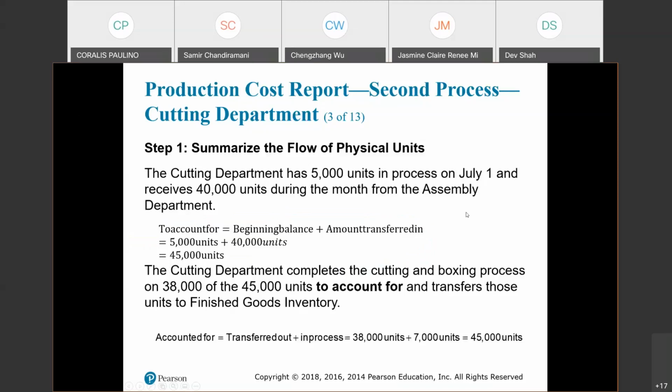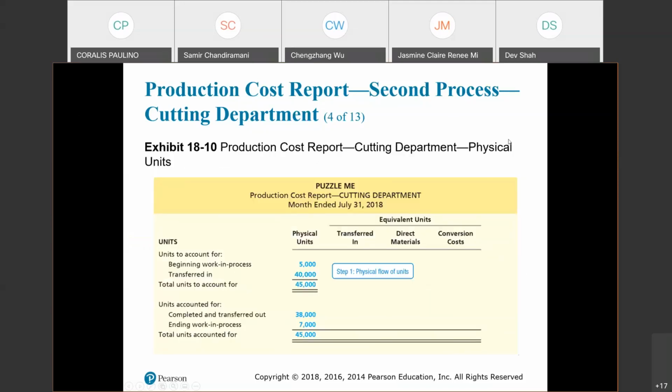So let's see for the first department. For the first step to summarize the physical units. So this 7,000 is the number that I calculated just now.